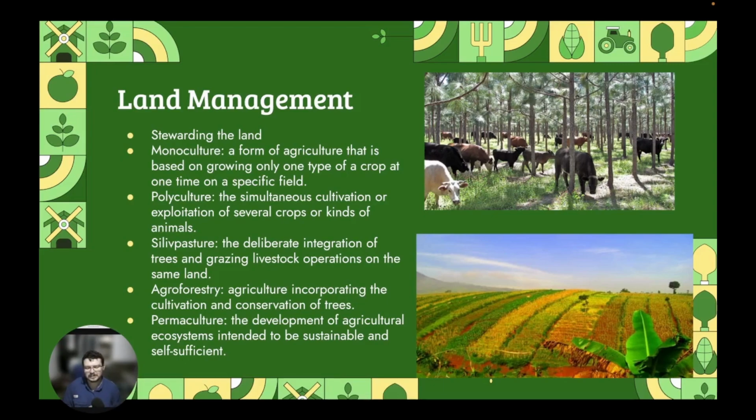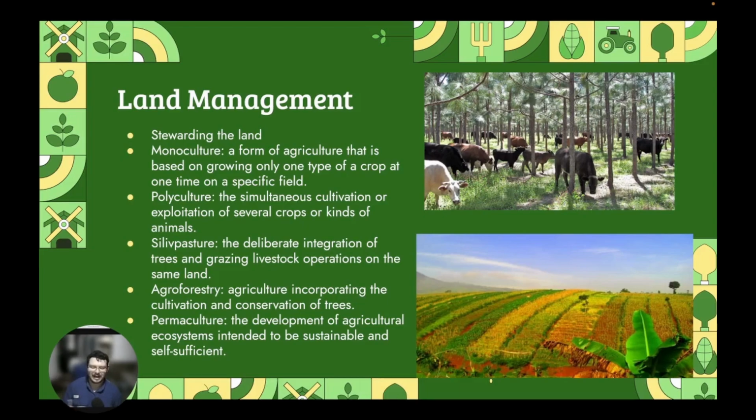Then we also have silvopasture. This is basically integrating trees and livestock into one operation on the same land. That would be an example here on the top right. Basically, this is a small conifer forest or a pine forest where they're growing these trees to harvest for lumber and to sell and make money at a sawmill, but they're also raising cattle underneath. So the cattle get protected from the sun, they get a little bit of shade, they've got grass to eat, and then they get 2 crops in one area.